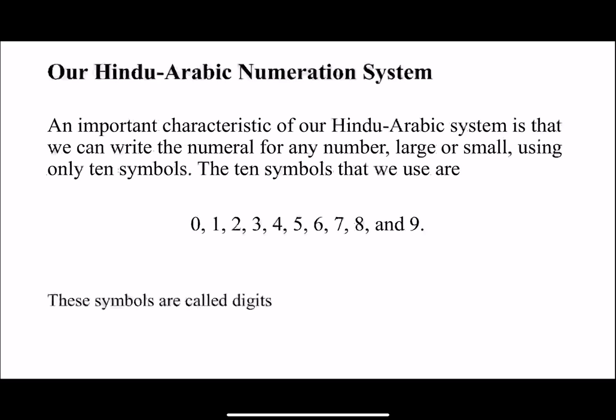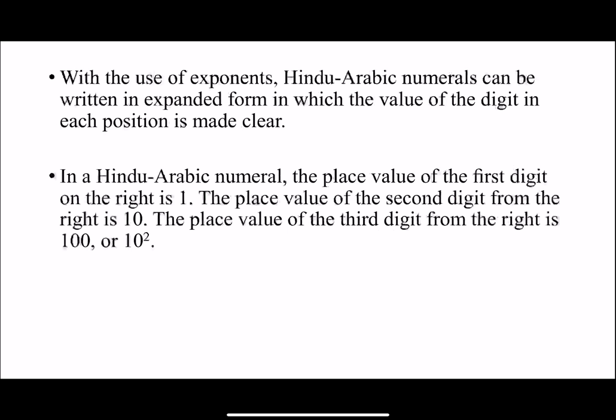In the Hindu Arabic number system, these are the digits that are allowed, from 0 to 9. And you can make any other numeral, any number, using all these digits. For example, if you want to make 19, you use 1 and 9. So you make all the numbers that you want from these digits from 0 to 9. We call these symbols digits.